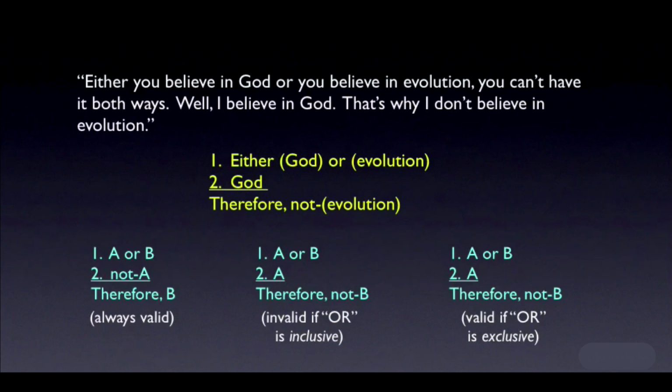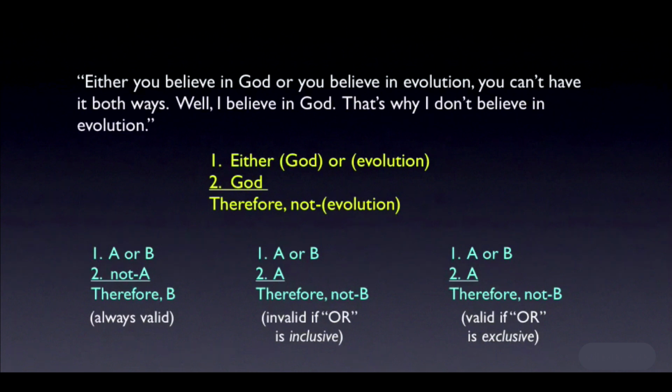Now, to say that the or is inclusive is to say that it's possible that A and B could both be true, that it includes this possibility. With an exclusive or, you're excluding this possibility. You're saying that either A is true or B is true, but they're mutually exclusive. They can't both be true. So, should we treat this argument about God and evolution as making an exclusive or claim or an inclusive or claim? It's important because if it's an exclusive or claim, then the argument as given is valid. But if it's an inclusive or, then the argument is invalid.